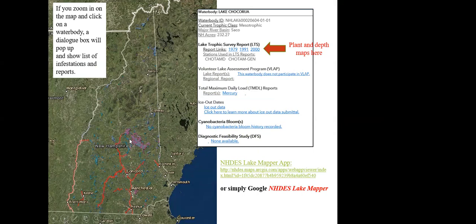If you zoom in to a water body and you click it, this one here popped up, and you can see we've done trophic survey reports. You can click on these links to get you to lake reports that have maps in them so that you can actually see your depth map and your plant map. You can see if there's a volunteer program on the water body, if there's been a nutrient issue and there's been a total maximum daily load study.